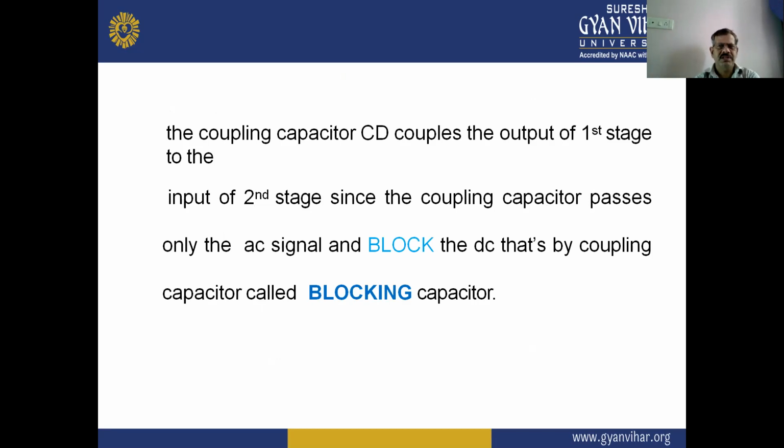The coupling capacitor Cc couples the output of the first stage to the input of the second stage. Since the coupling capacitor passes only the AC signal and blocks the DC signal, that's why the coupling capacitor is called a blocking capacitor, because this capacitor blocks the DC supply.